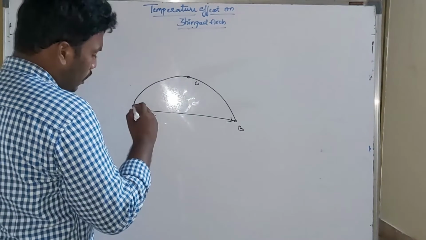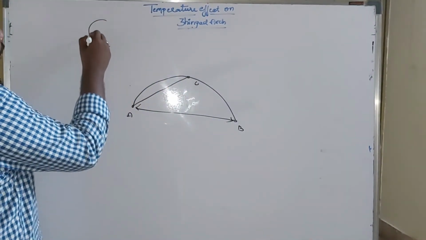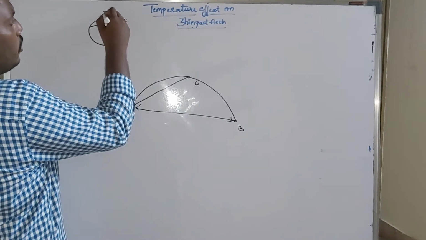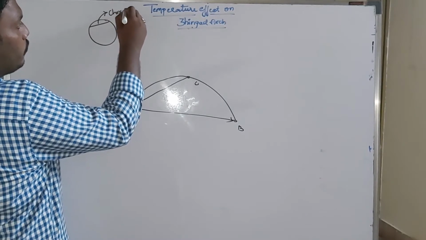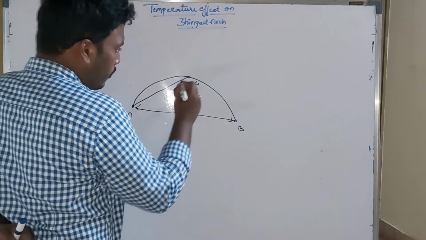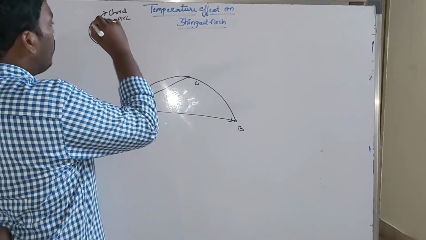See, if I project a line from here to here in a circle, that line is called a chord. In the same way, if a line is projected from A to C, we get a chord and an arc which is generating an arc here.